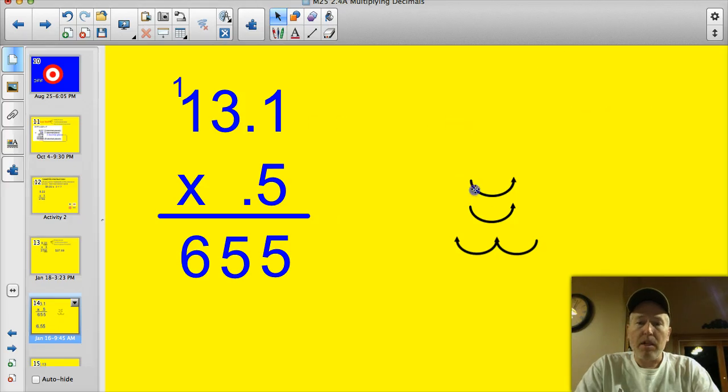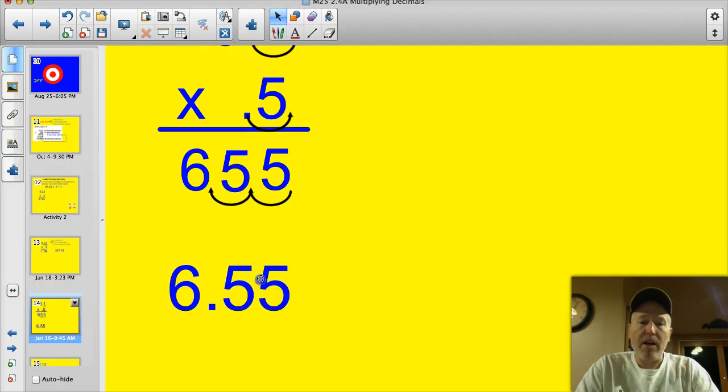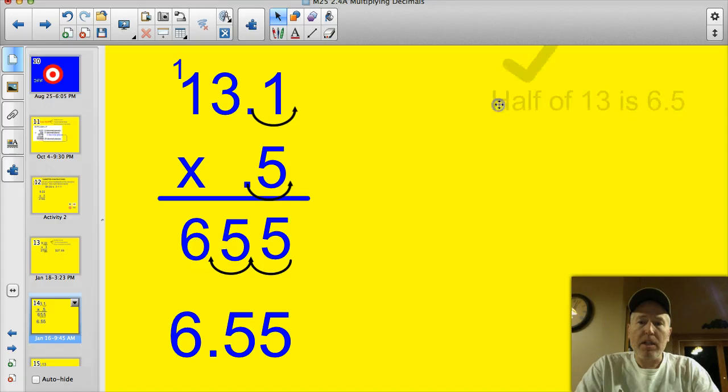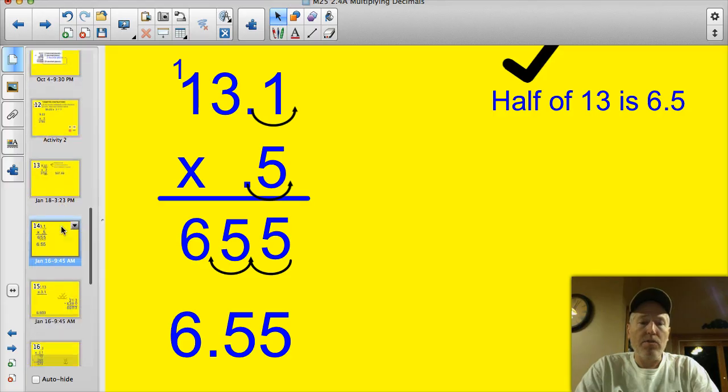Now step 2 was count those decimal places. I've got 1 and 1, so 2 decimal places on the top, so I move that answer 2 decimal places on the bottom for an answer of 6.55. Now, does that answer make sense? Well, yeah, it does. You got 13.1 times 0.5, so that's like half of 13, which is 6.5. Yes, my answer is very close. I am good to go.